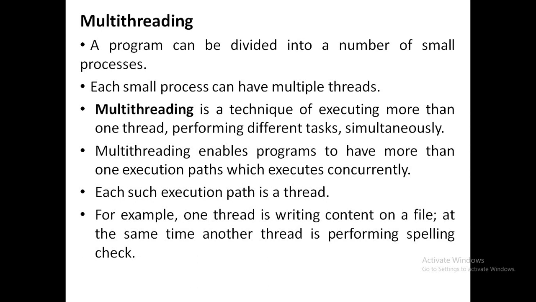Multi-threading. A program can generally be divided into a number of processes, and each of these processes can have multiple threads. Multi-threading is a technique of executing more than one thread performing different tasks simultaneously. Multithreading enables programs to have more than one execution path, and these paths are executed concurrently. Each such execution path represents a thread. For example, one thread is writing content to a file, and at the same time another thread is performing spell check.